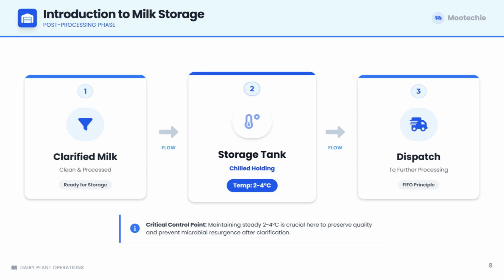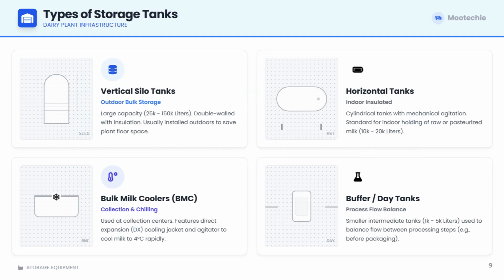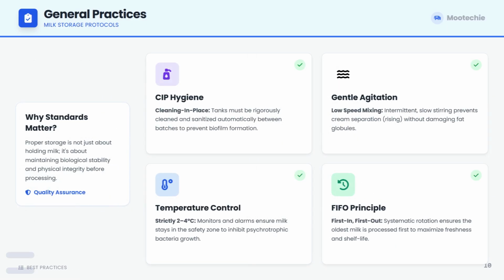Different types of storage tanks are used in dairy plants. Vertical silo tanks. Large capacity, double-walled with insulation, usually installed outdoors. Horizontal tanks. Indoor stainless steel tanks with mechanical agitation. Bulk milk coolers, used mainly in collection centers with direct expansion cooling. Buffer or day tanks, smaller tanks used to balance process flow. Tank selection depends on plant layout and volume.